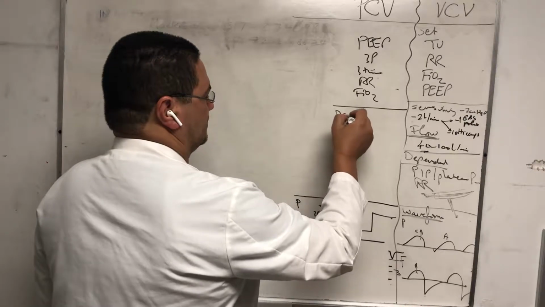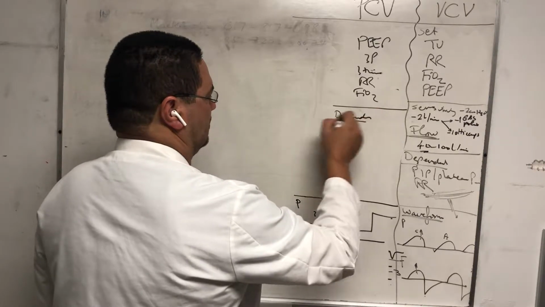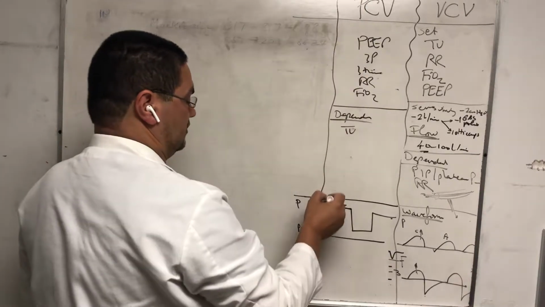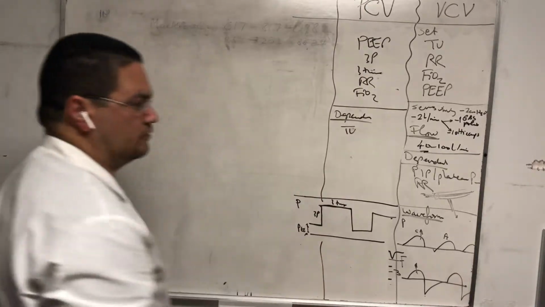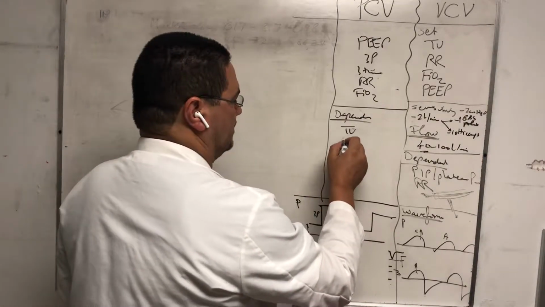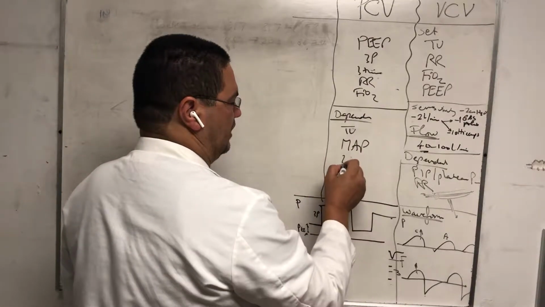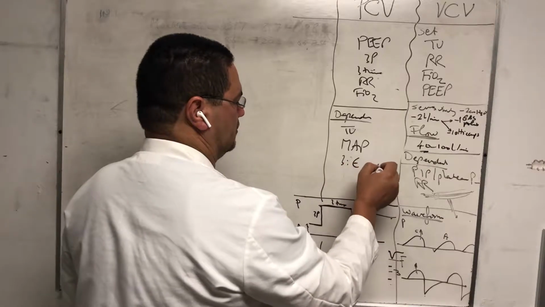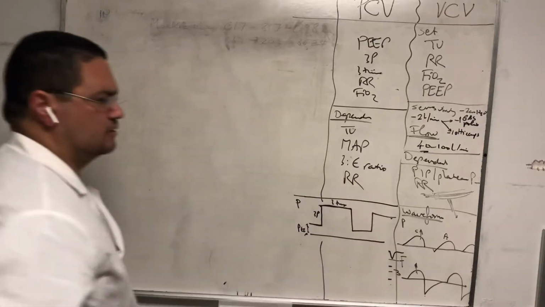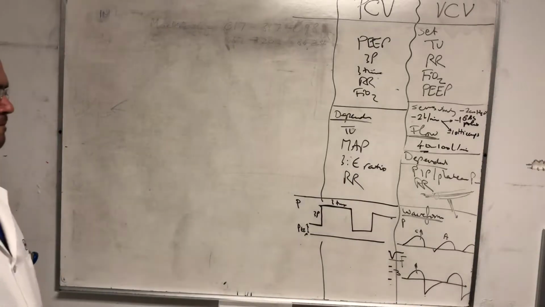The dependent parameters are tidal volume. So tidal volume, you can't control the tidal volume in pressure control. Tidal volume is not controlled, right? And mean airway pressure, and I to E ratio, and respiratory rate. These are the 4 dependent parameters, right?